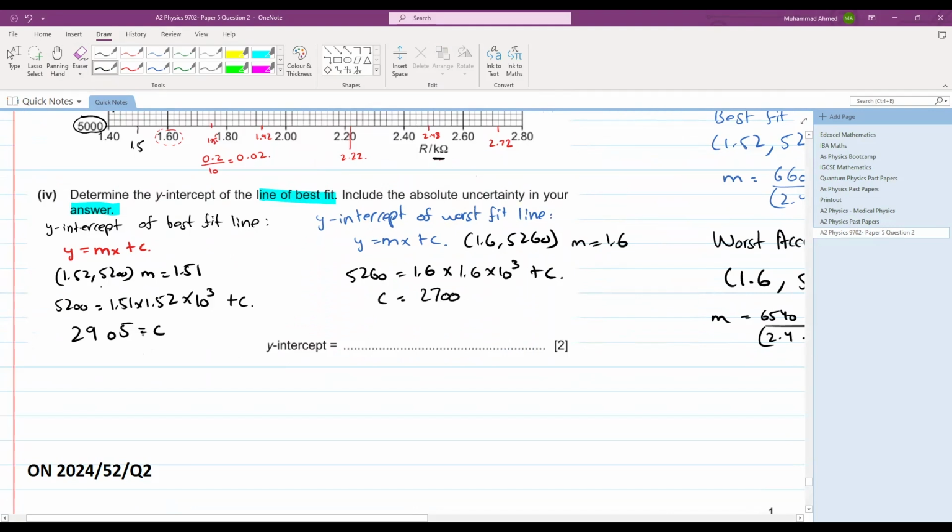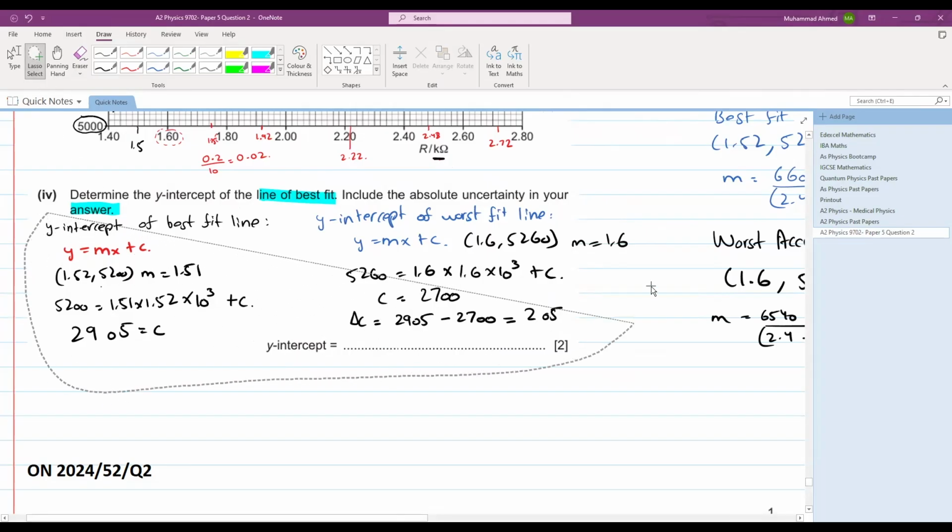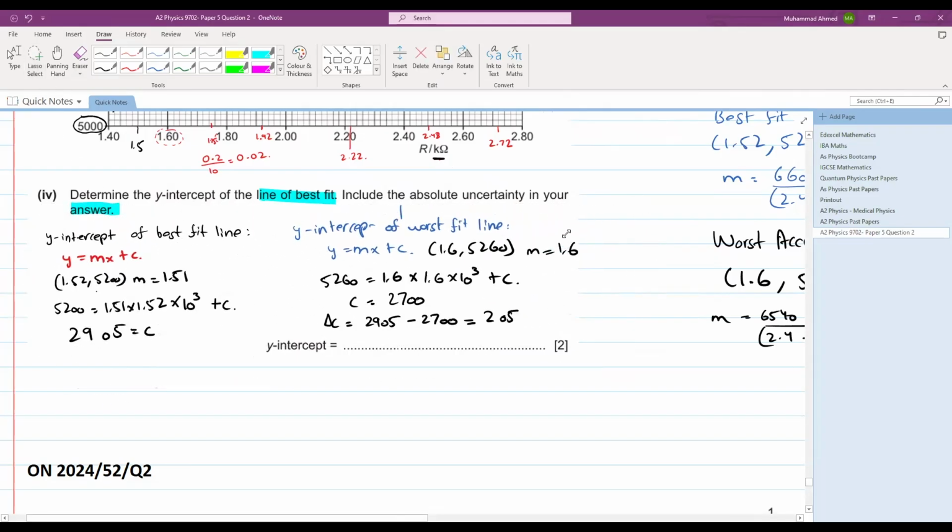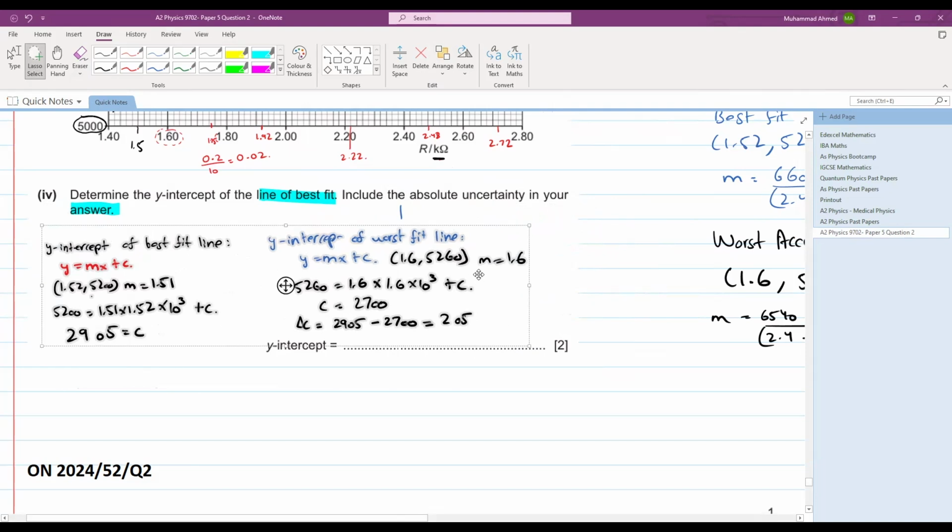So how will you calculate the uncertainty now? How will you calculate the uncertainty in the y-intercept? Very easy. Y-intercept of the worst fit minus the y-intercept of the best fit. 2905 minus 2700. This comes out to be 205 as your uncertainty. How will you write your answer? Very easy once again.